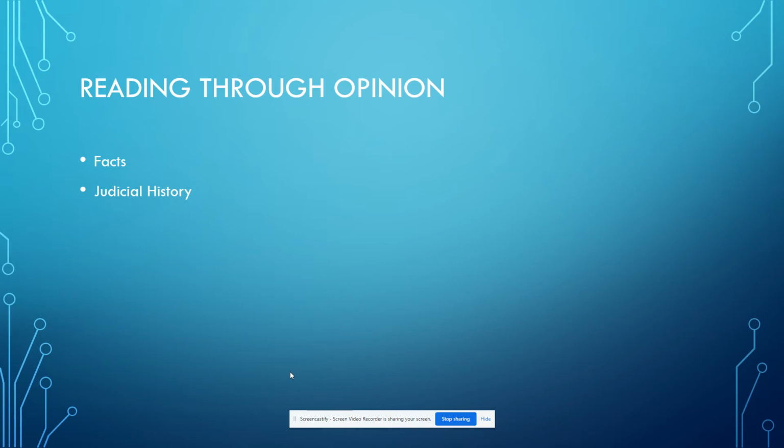Was there some sort of procedural matter that is being appealed? So that's your judicial history. The issues are legal issues that the court is deciding. And we talked a little bit about that last week, how to formulate a legal issue. It has to be a question that includes both the facts and the legal conclusion.